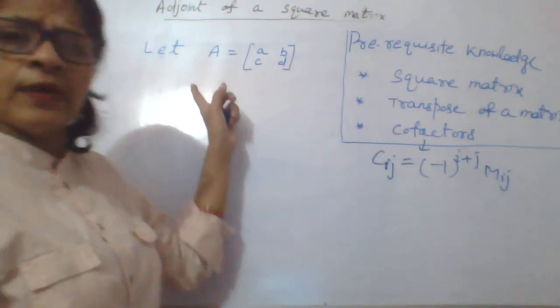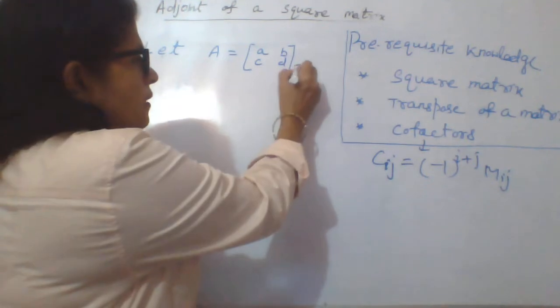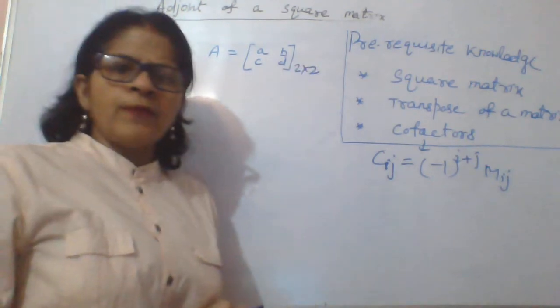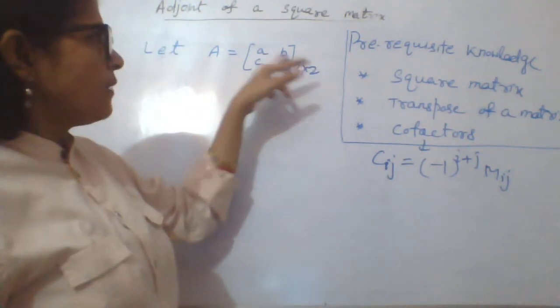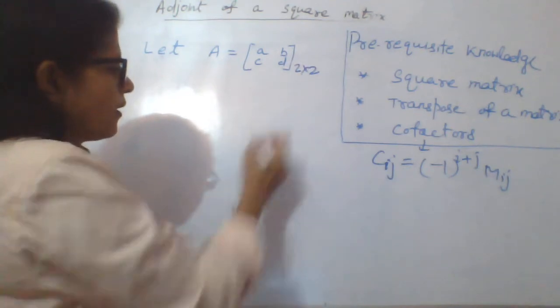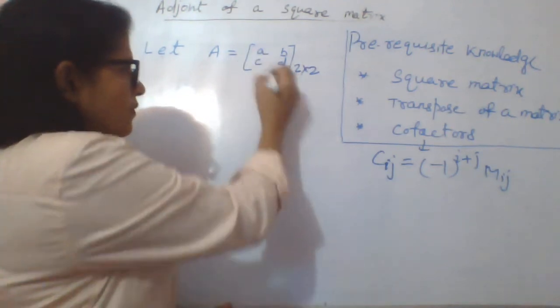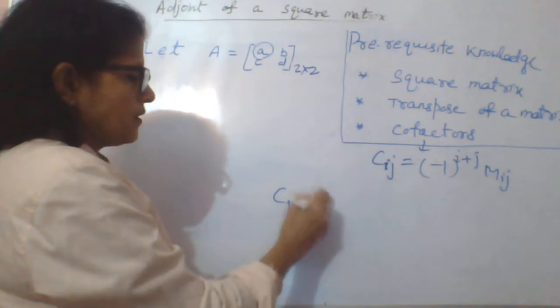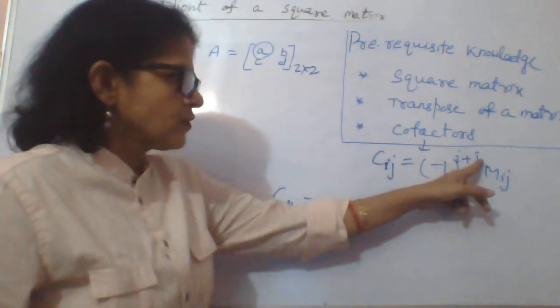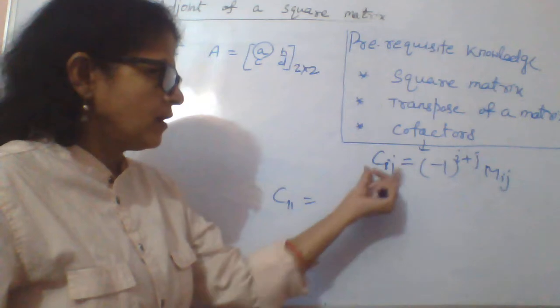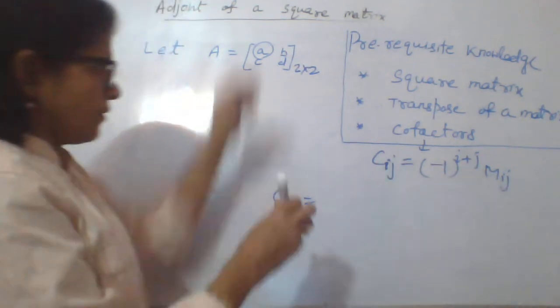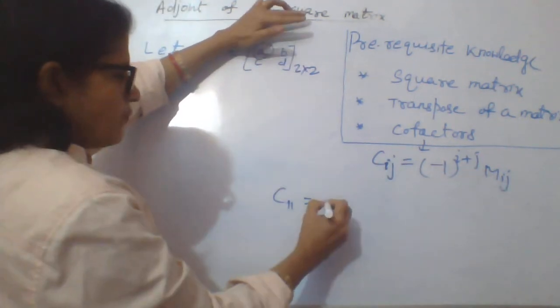Let me take one very simple example. I am taking a 2 by 2 matrix whose elements are A, B, C, D. Now the cofactor of A11 means C11. Since 1 plus 1 is even, the cofactor will be equal to the minor. So here it is equal to D.